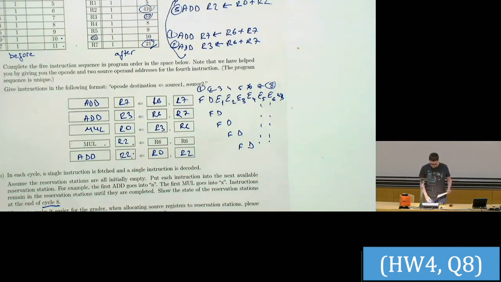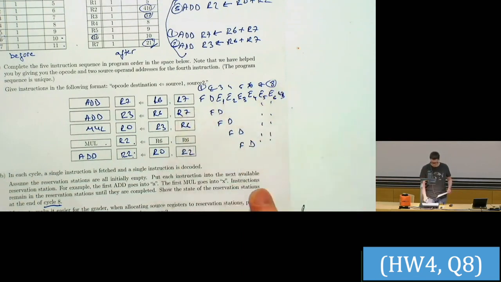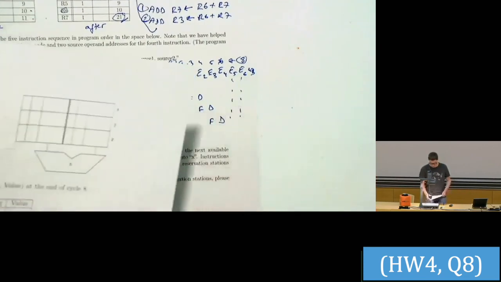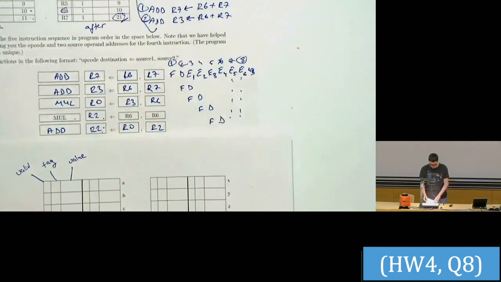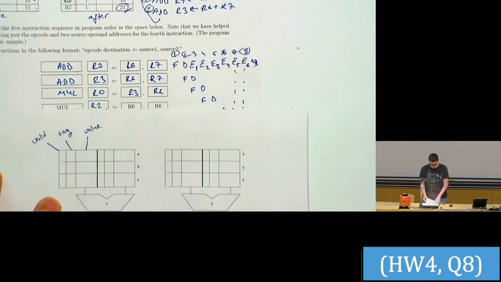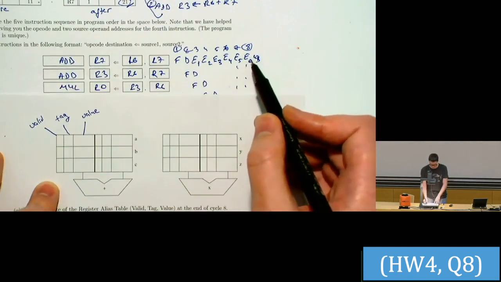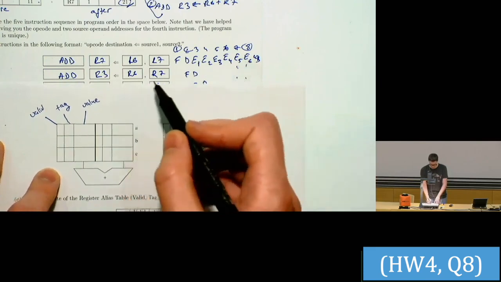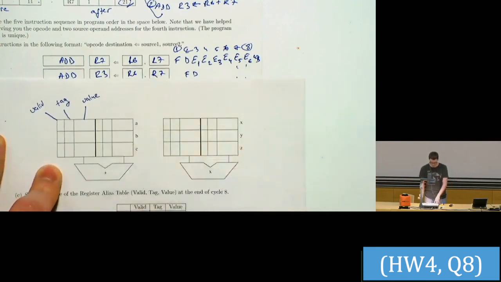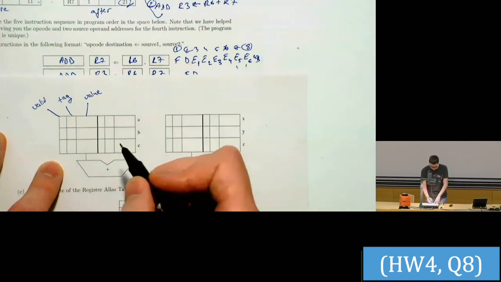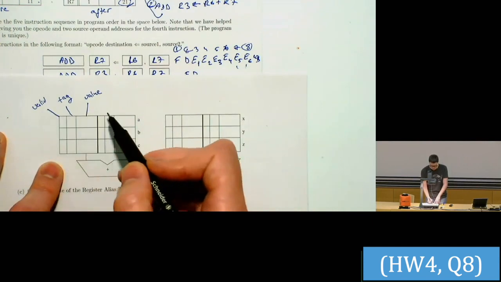So I'll do it quickly, but if you follow the scheme here, you can fill the reservation stations and register alias table one by one. For the add instruction, at the end of cycle 8, we will just have the information recorded in the register alias table and the reservation station and nothing else, right? So let's fill this part first. Here we had the valid, tag, and value fields, right?